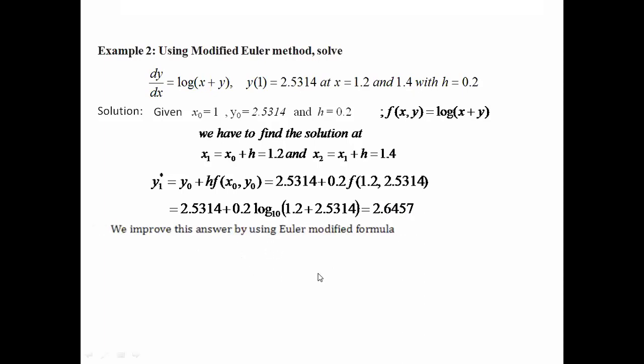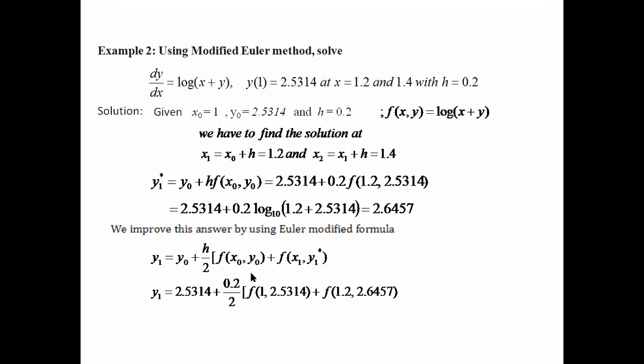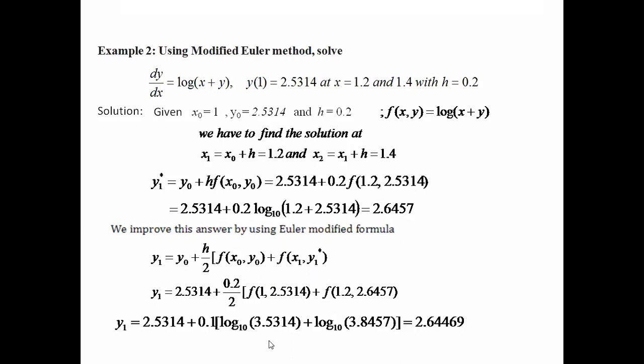Then improve the answer by using the modified formula. The modified formula is y0 plus h by 2 times the slope plus the slope, add it. So this is f of x0, y0. Similar to the previous problem, the only change is to identify what is x0, y0, x1, y1 star. Substitute all these values, and you may see that this answer is 2.64469. There you got 2.6457, but because of this mistake you got this. Here also you won't get this much, but you may get somewhat near answers. So if you want to improve, once again improve this method and get a good answer for this, right?